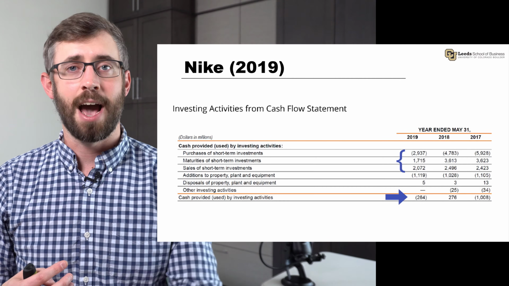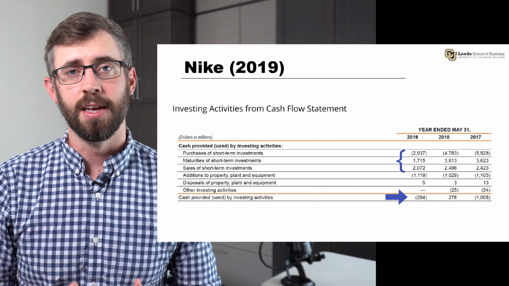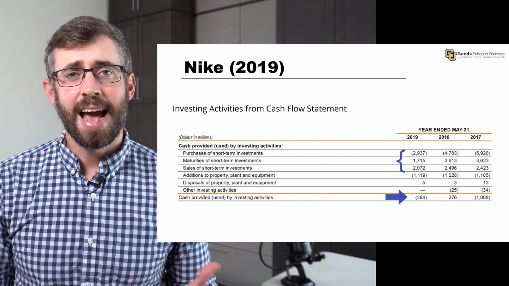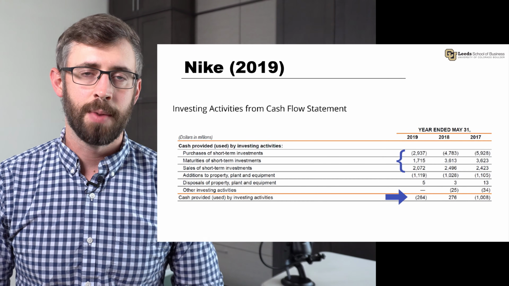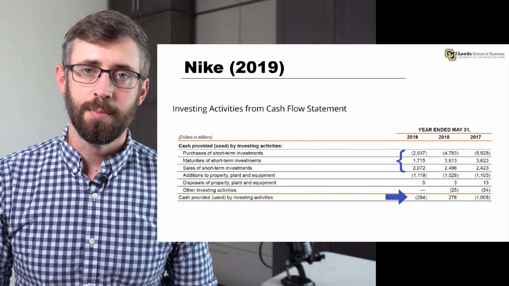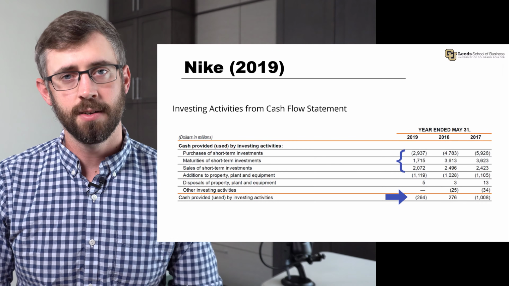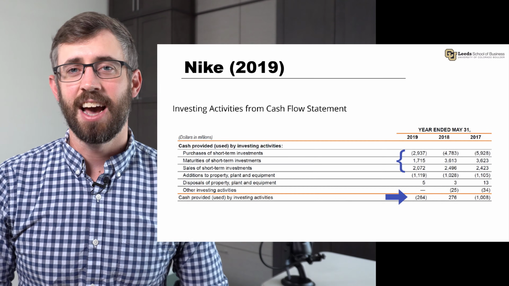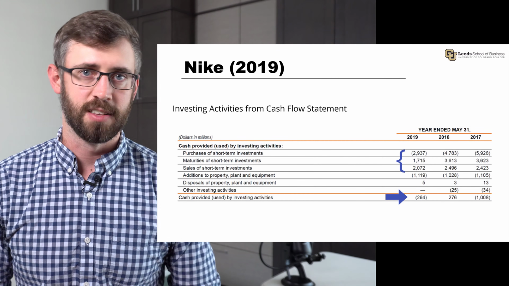We have one line for the outflow for the PP&E we buy, and we have one line for the inflow for the PP&E that we sell. And finally, we add these things up and we get the total net cash flow for our investing activities at the bottom. In this case, a positive number is cash provided by our investing activities. So we sold more investments or sold more PP&E than we spent. And a negative number is cash used by investing activities. That's if we had a net cash outflow for these types of activities.